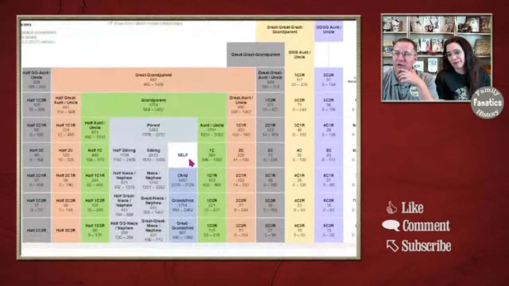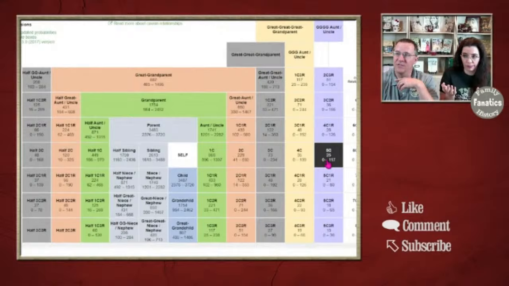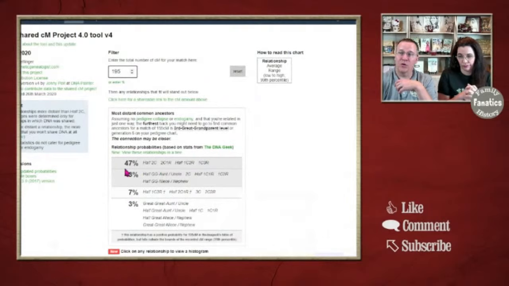All right. If we look at, let me go over to DNA Painter. Make sure you switch. I will switch. I did that all morning while I was recording. So if we look over here at a fourth or fifth cousin. So this is all probability. This is because if I put in 195 centimorgans there, those are relationship probabilities.